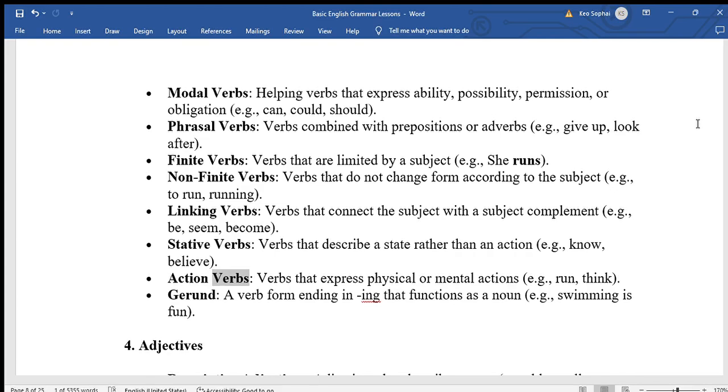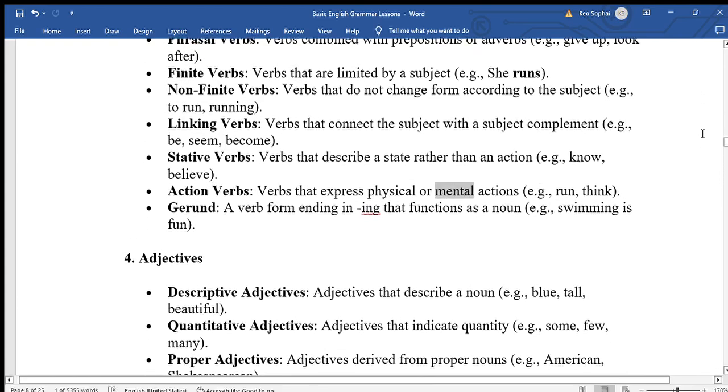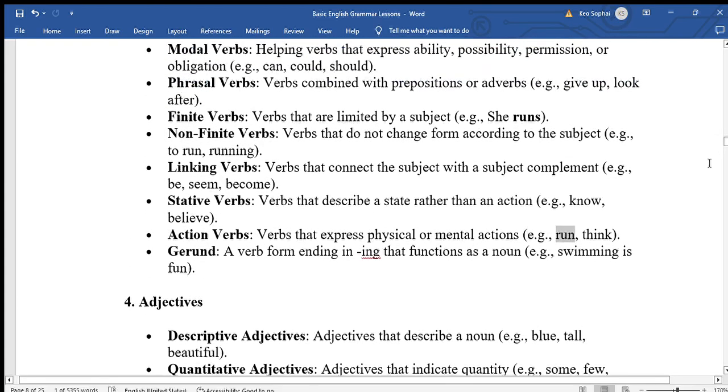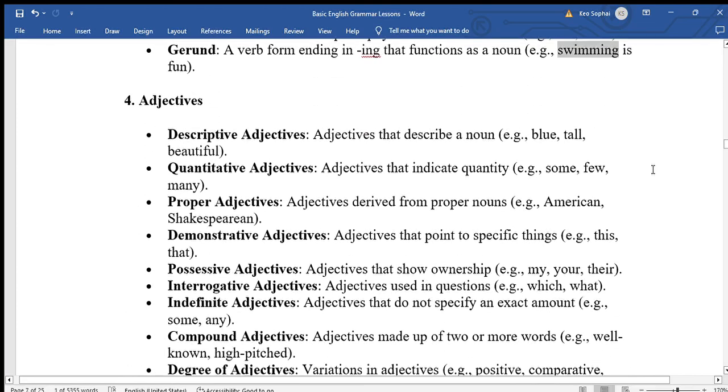Action verbs, verbs that express physical or mental actions, example run, think. Gerund, a verb form ending in ing that functions as a noun, example swimming is fun. 4. Adjectives. Descriptive adjectives, adjectives that describe a noun, example blue, tall, beautiful.